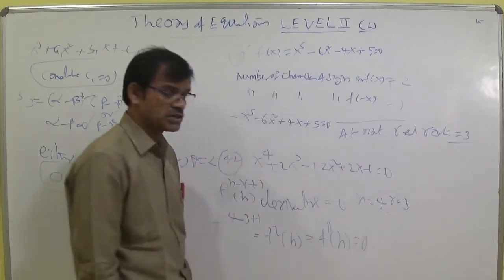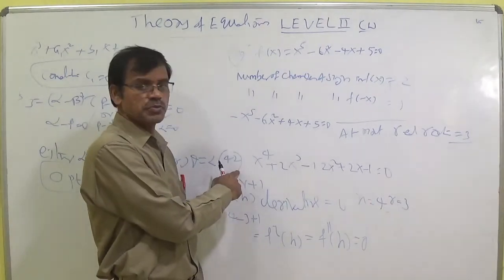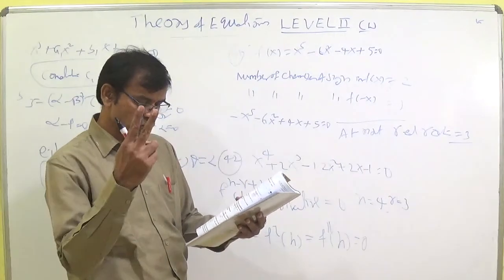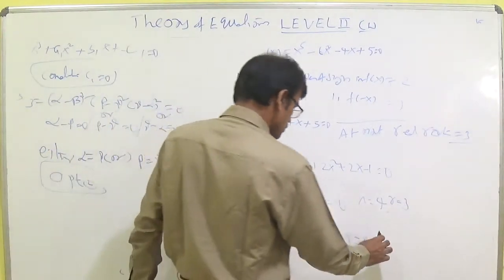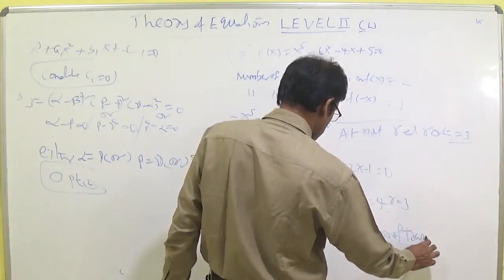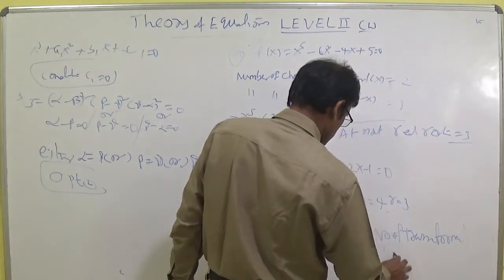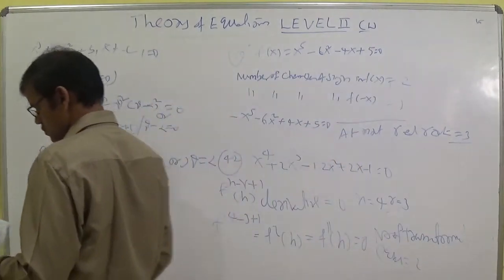Whenever f double dash h equal to 0, it becomes a quadratic equation, because the first derivative becomes a cubic equation and the second derivative becomes a quadratic equation. A quadratic equation has two roots. By eliminating, the number of transformed equations is equal to 2.